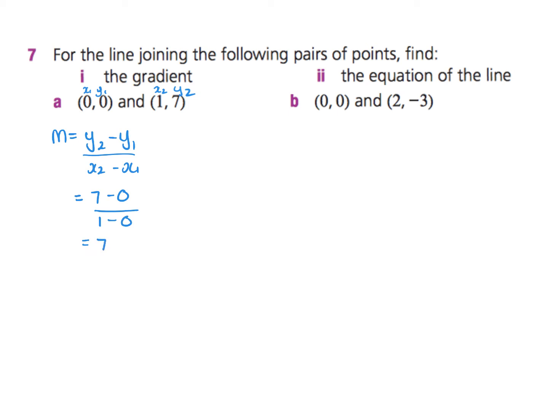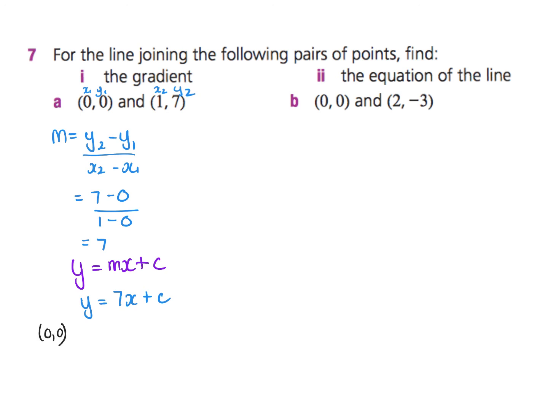So this one's 7. And now because I've got to find the equation, remember that the equation always looks like y equals mx plus c. So you now know what the m is. At the moment, I know it's 7x plus c. So this is a case where we can't read off what the c value is because the graph's not there. So to find what c is, we're going to use one of the points. So I'm going to use the 0, 0.